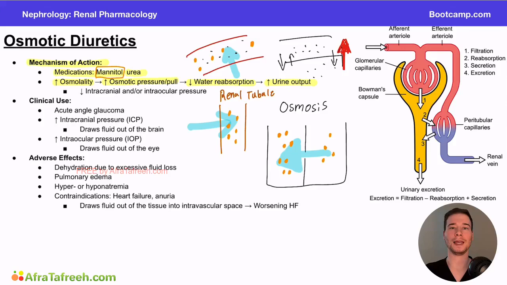Now, this can pull fluid into the intravascular space from a variety of different places in the interstitium, but also from the intracranial spaces and the intraocular spaces as well. So if we pull more fluid out of these spaces, we decrease the pressure, which, as we'll see in a minute, can be useful for treating various patient conditions.